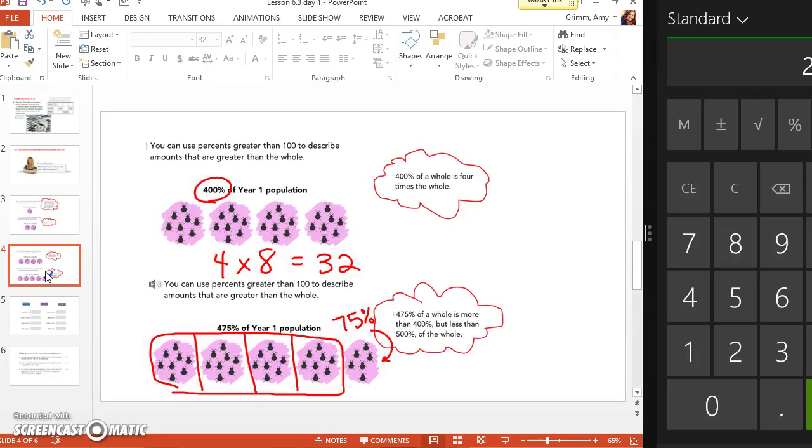0.75 by what? What number? By 8. You would say here's 8 times 0.75, and that would give me the number that should be in there. Does that kind of make sense? You would add that to the 32. Yes, you would. And that would be the whole thing. Does that make sense? Okay.